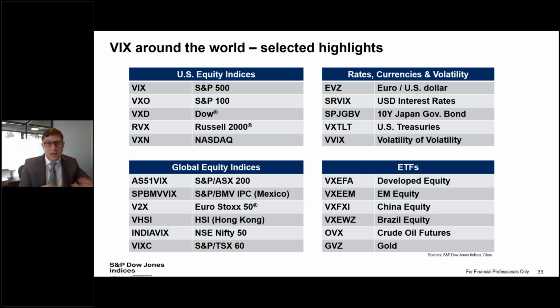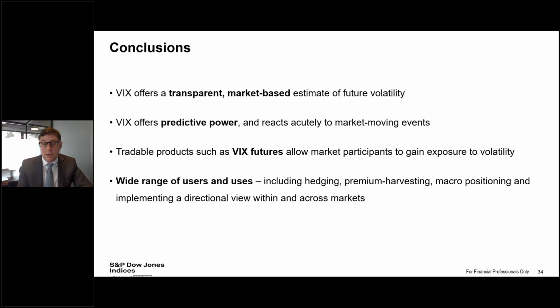Now, I've run slightly over time, so I will just move quickly to two things. I'll share some conclusions and advertise some further resources. First of all, VIX offers a transparent market-based estimate of future volatility. It has predictive power, and it reacts to market-moving events. And VIX futures are really the way to access exposure to volatility with an incredibly wide range of uses: hedging, premium harvesting, macro positioning, and implementing a directional view among those.